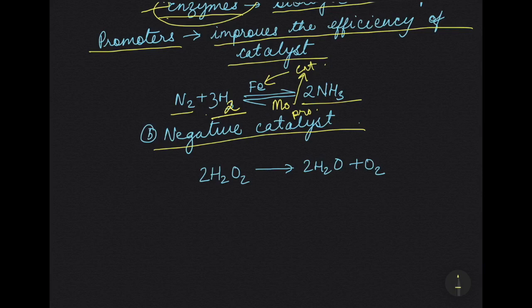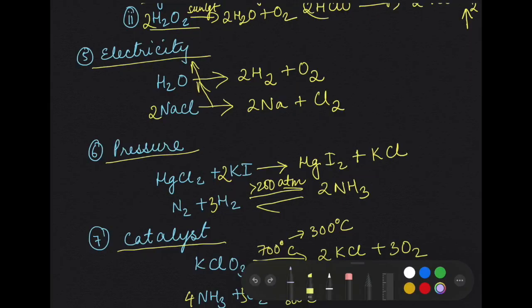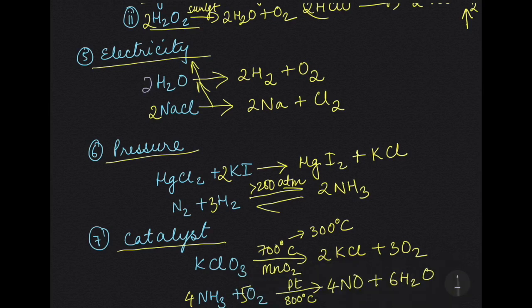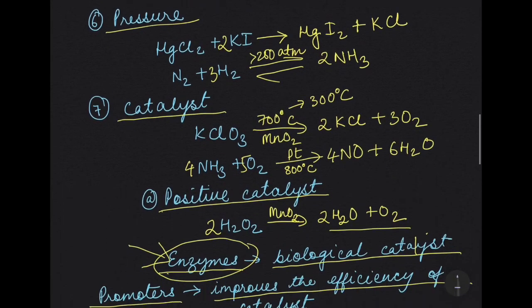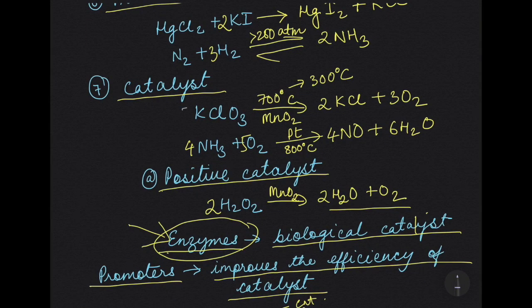For example, in the case of decomposition of hydrogen peroxide, phosphoric acid brings down the rate of reaction. So that is a negative catalyst. I think I just missed out balancing here. There'll be a 2 in front and another 2 here.